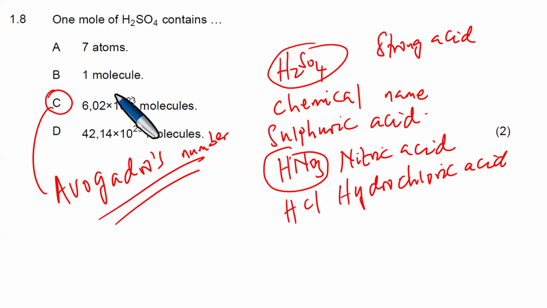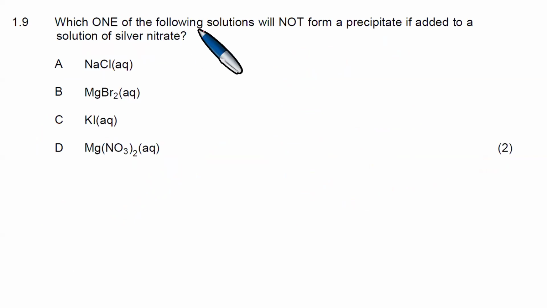And then the rest are wrong. Next question. Let's look at 1.9. Which one of the following solutions will not form a precipitate if added to a solution of silver nitrate?